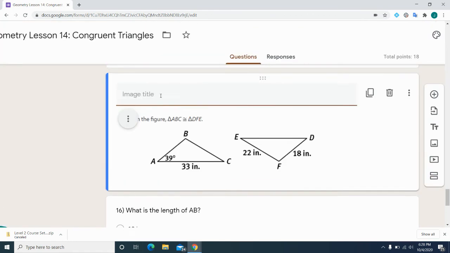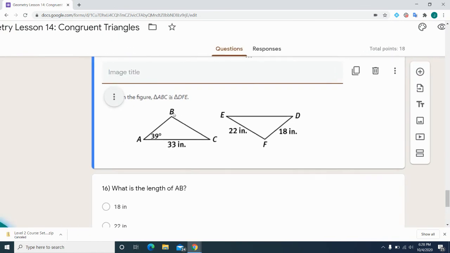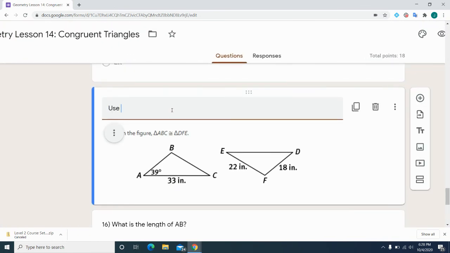All right. Let me fix this right now while I'm here. I'm sorry you got to see me edit this on the fly, but I'm just going to do it right here. Use the following image for 16 through 18.